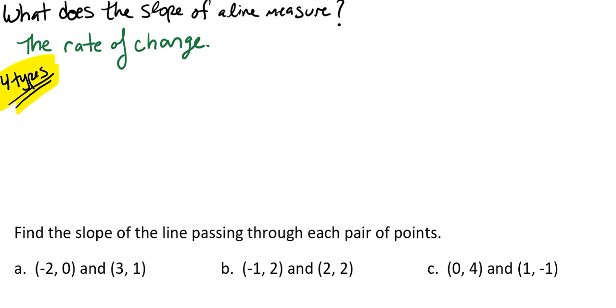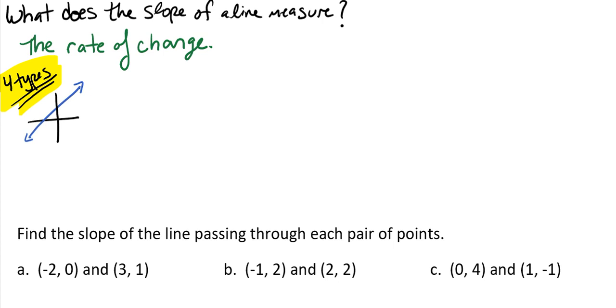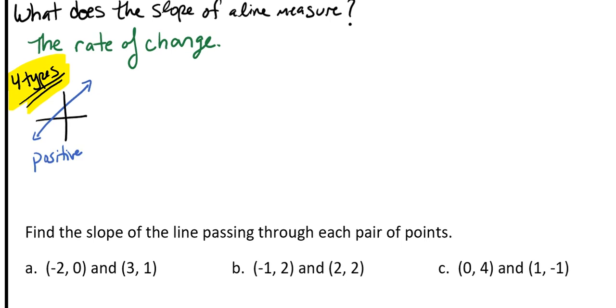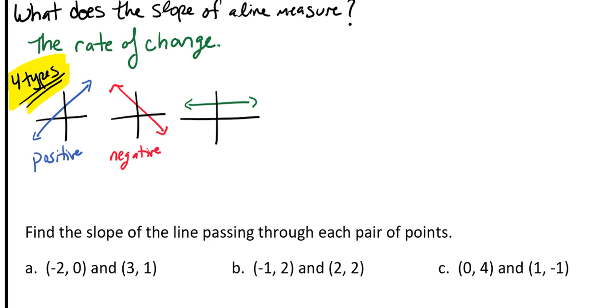So our first one shows a line increasing from left to right, and we call this a positive slope. The next type, we have a line decreasing from left to right, and this is what we call a negative slope. Our next type is a horizontal line where there's no vertical change. We call this zero slope. And lastly, we have a vertical line that goes up and down and has no change from left to right, and we call this undefined.